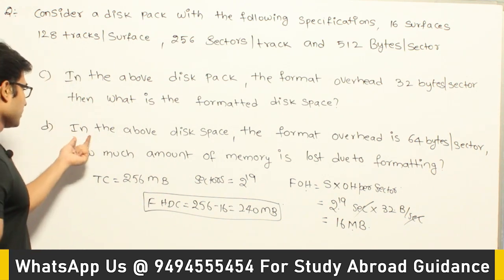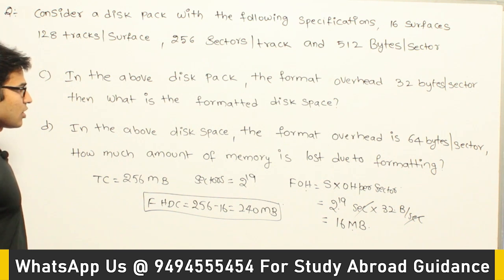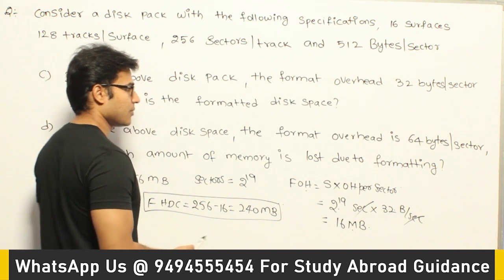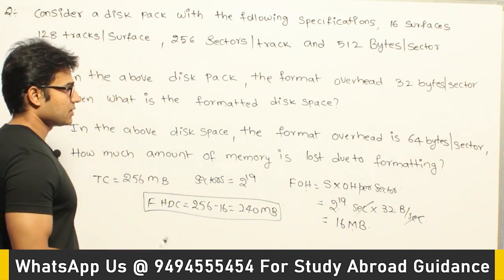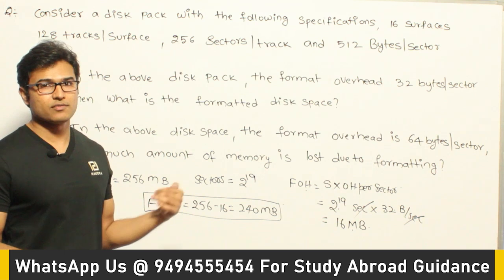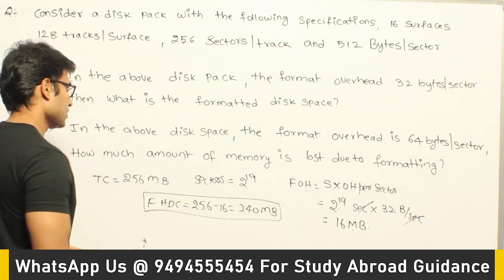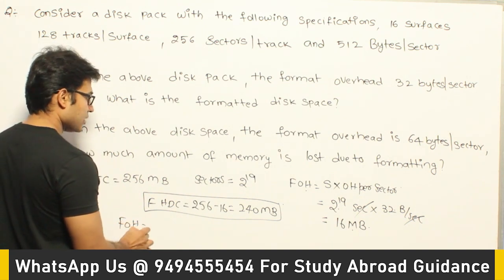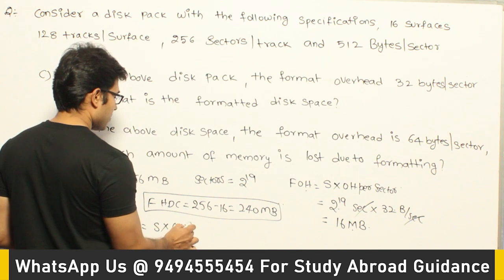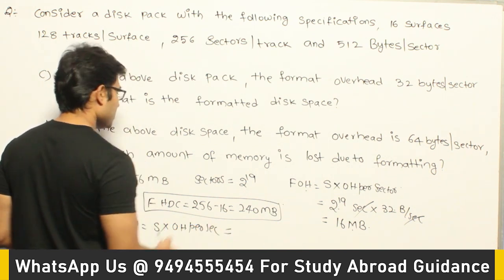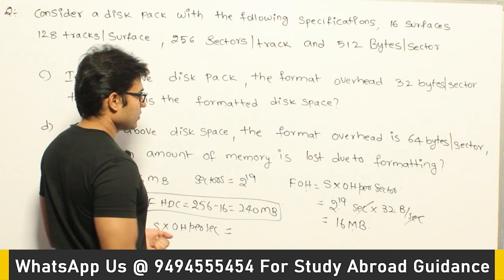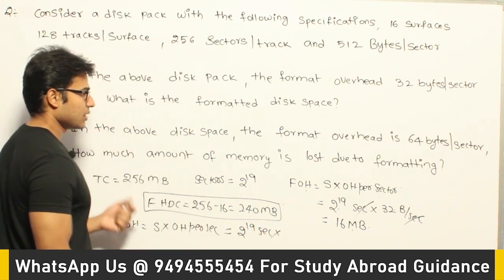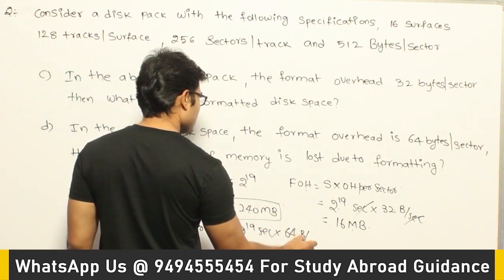Now in the second question they are saying, in the above hard disk, the format overhead is 64 bytes per sector. Then how much memory is lost due to formatting? Now 64 bytes is lost in one sector. Then how many bytes are lost? This formatting overhead is nothing but the number of sectors into overhead per sector, right? So how many sectors are there? Totally 2 power 19 sectors are there. In these 2 power 19 sectors, the overhead is 64 bytes per sector.